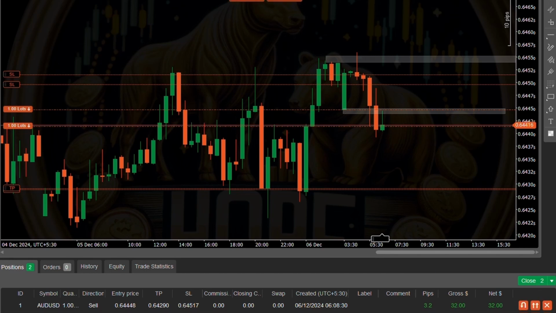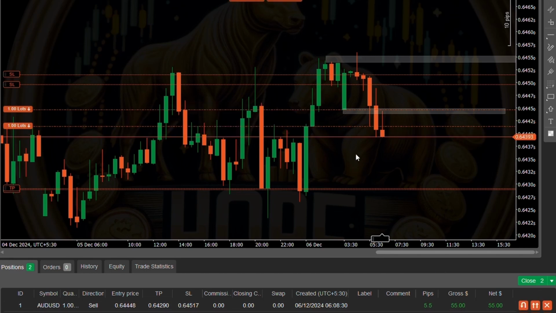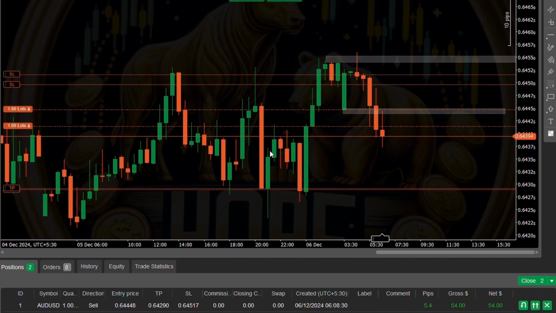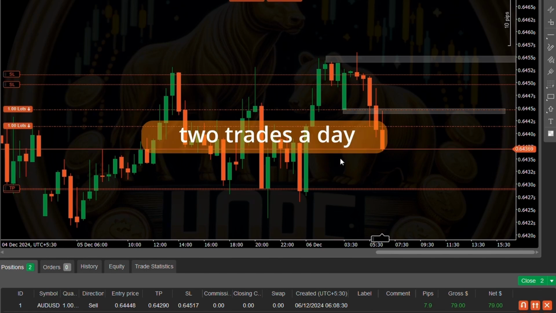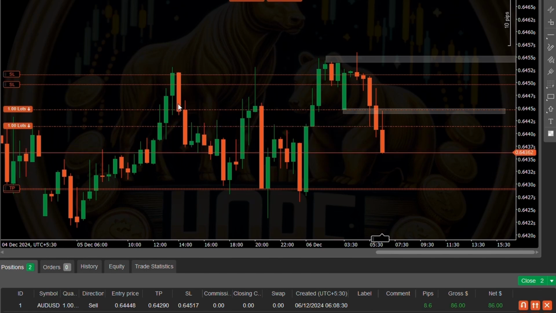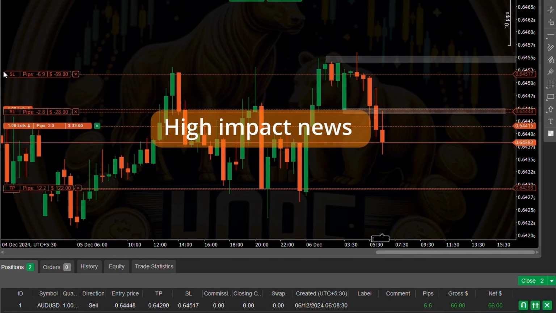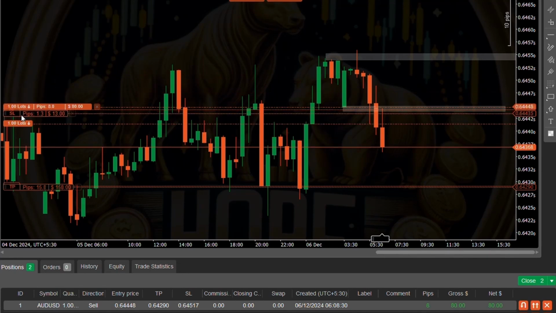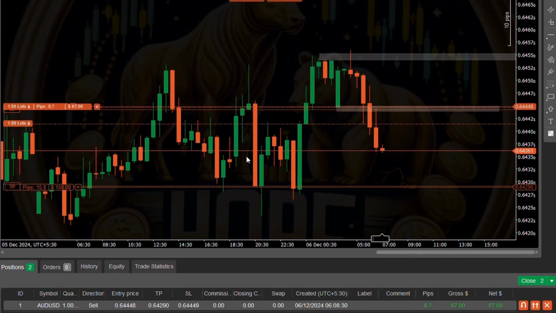The third rule is, there must be a clean range. Clean range means, when you look at the left side, there must be no consolidation. A minimum 25 pips range is needed to take a trade. And the fourth rule is, 2 trades a day. It is for stopping us from overtrading. And the final one is, don't trade while high impact news is there within 30 minutes. These are the rules of our strategy. Let's move to the next chapter, journaling.